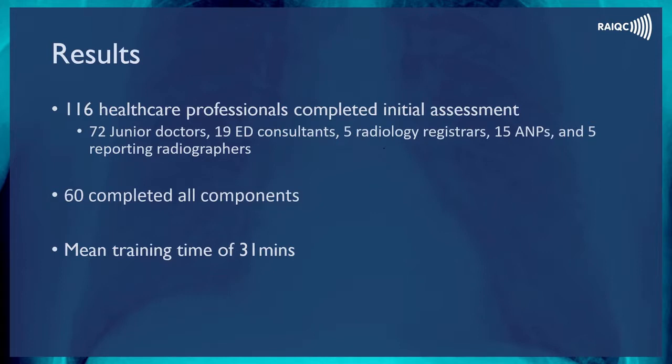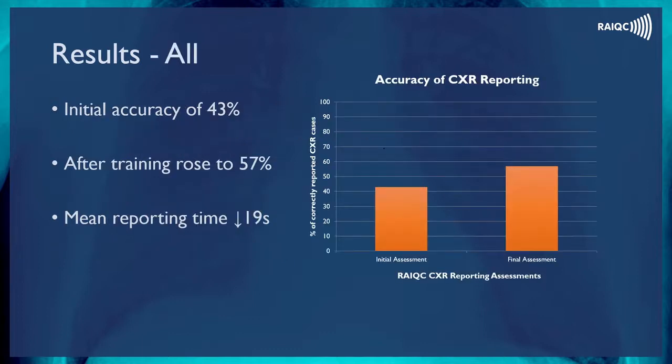116 healthcare professionals based within A&E completed the initial assessment, with 60 then going on to complete all the training modules and the final assessment. The engagement time was relatively short, with a mean training time of 31 minutes for completing all of the modules. Even through this relatively short intervention, we did see a significant increase in the accuracy of chest X-ray reporting.